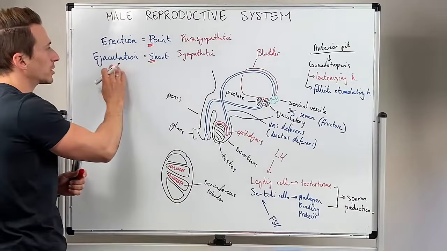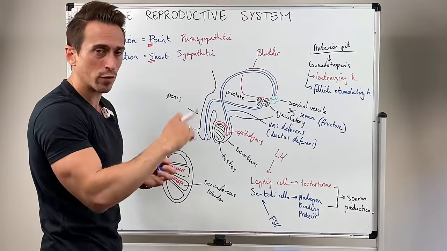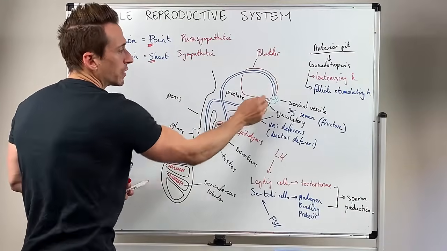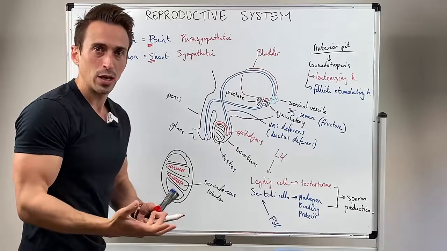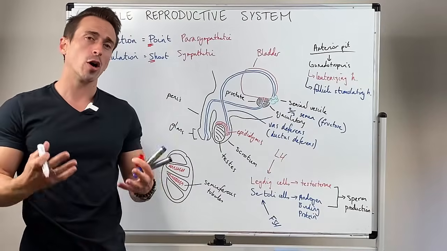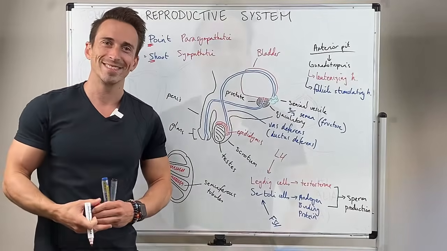Then the ejaculation is coming from stimulating the sympathetic nervous system, telling the smooth muscle of this tube to contract, pushing the sperm and the semen through. And this is a quick run through or overview of the reproductive system of males.